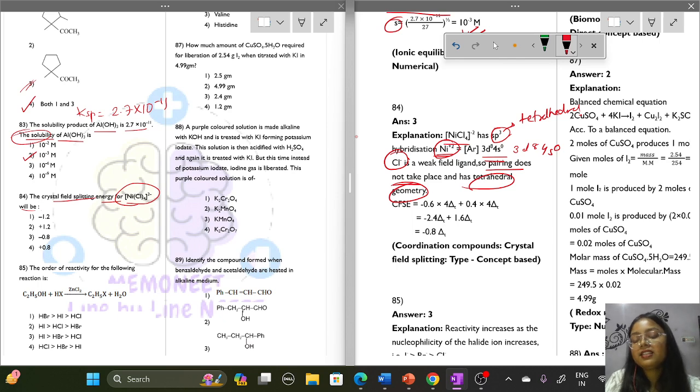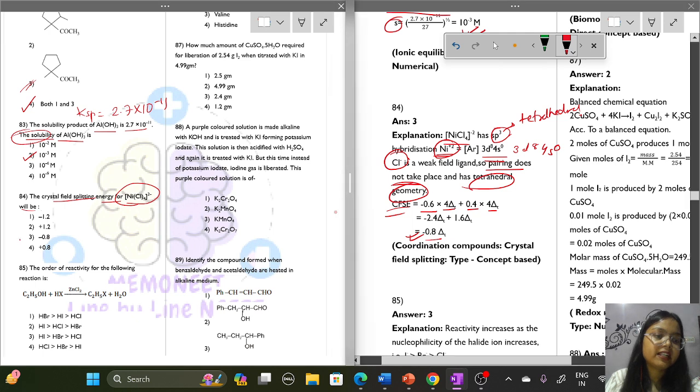And Cl is a weak field ligand, so pairing does not take place. So for crystal field splitting energy, we will use the formula for the tetrahedral one. It will be minus 0.6 into 4 delta T plus 0.4 into 4 delta T. So it comes out to be minus 0.8 delta T. Option number 3 is the correct option here.